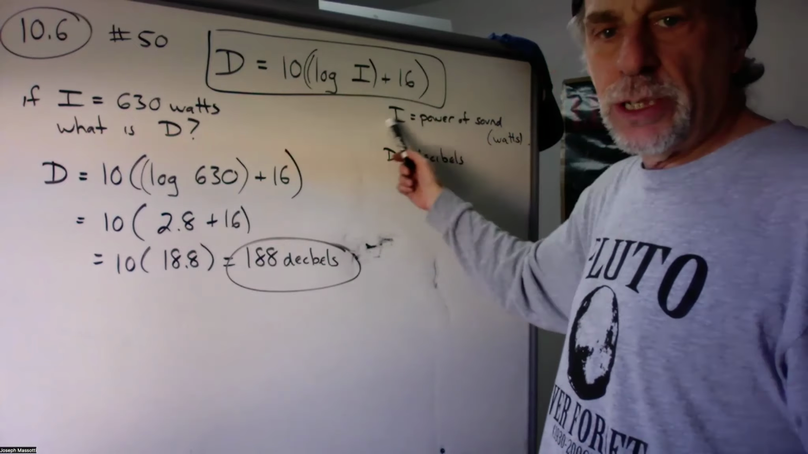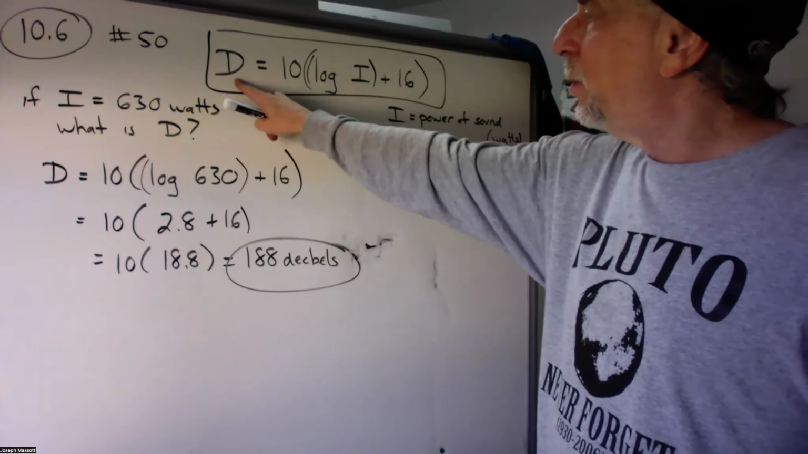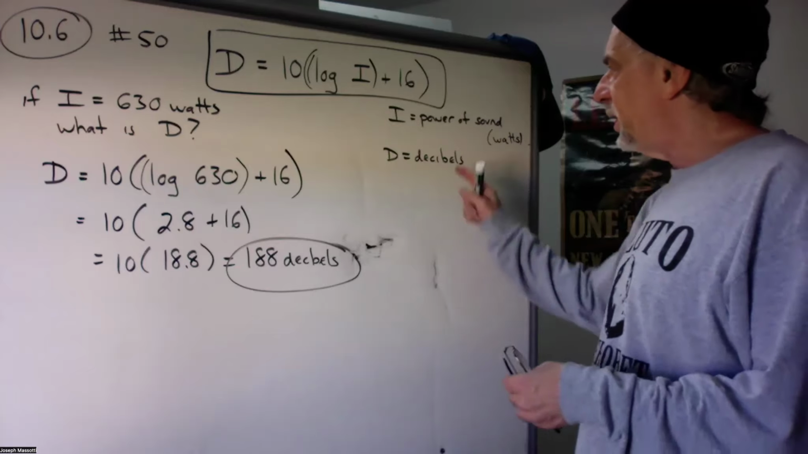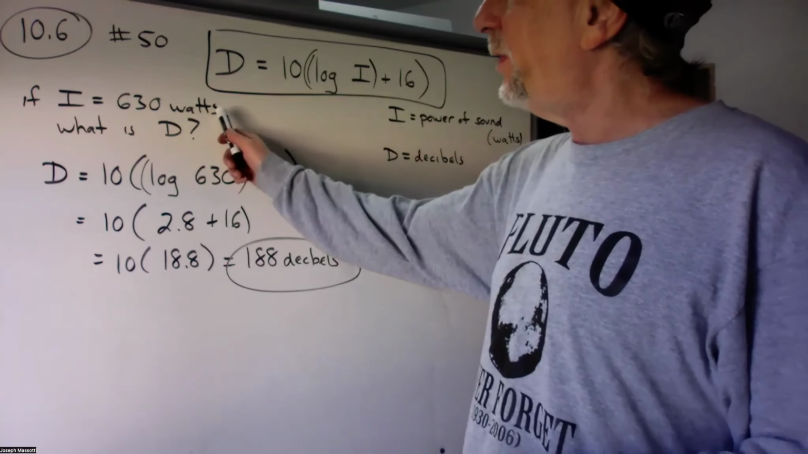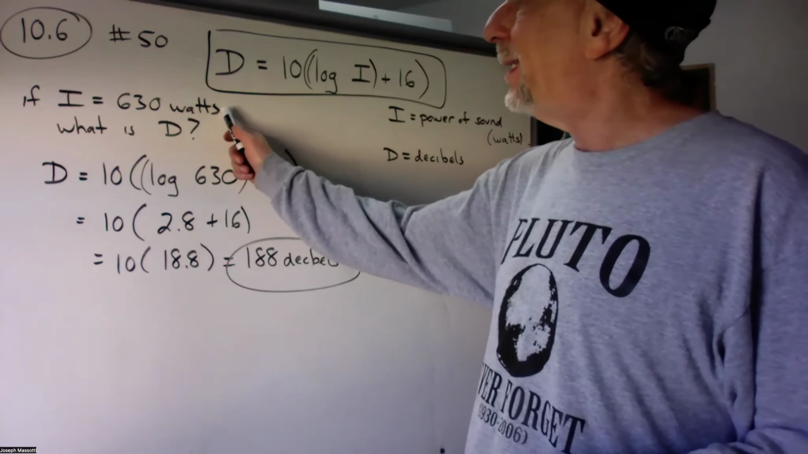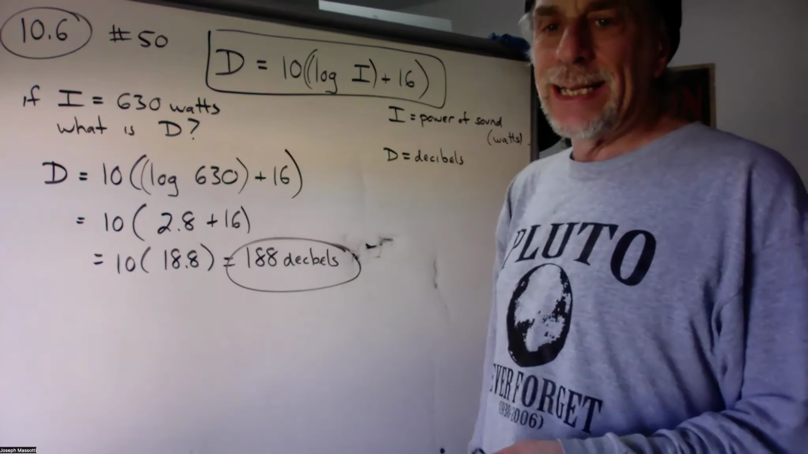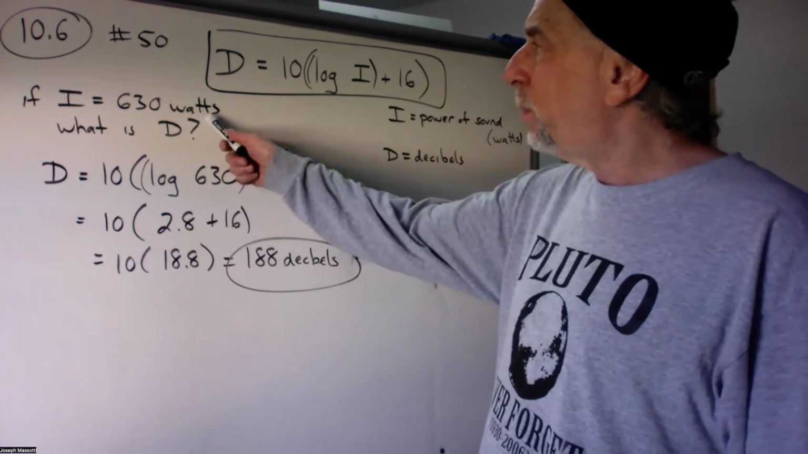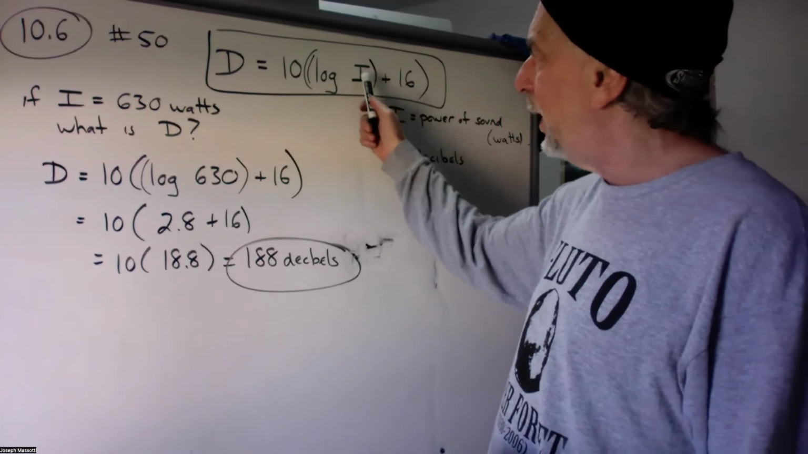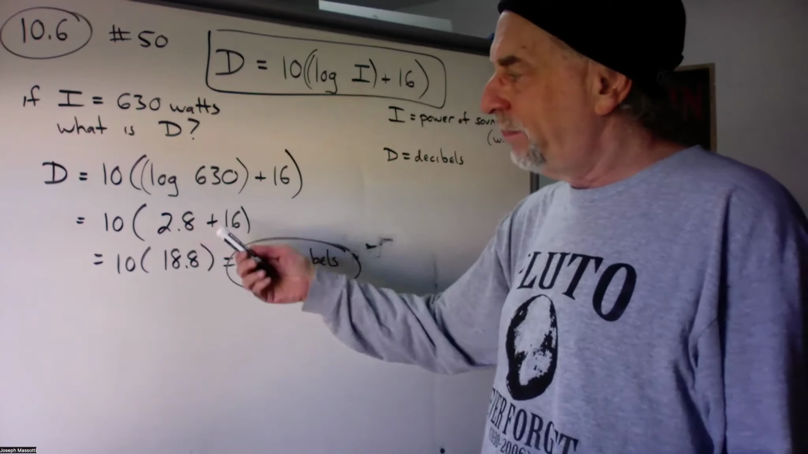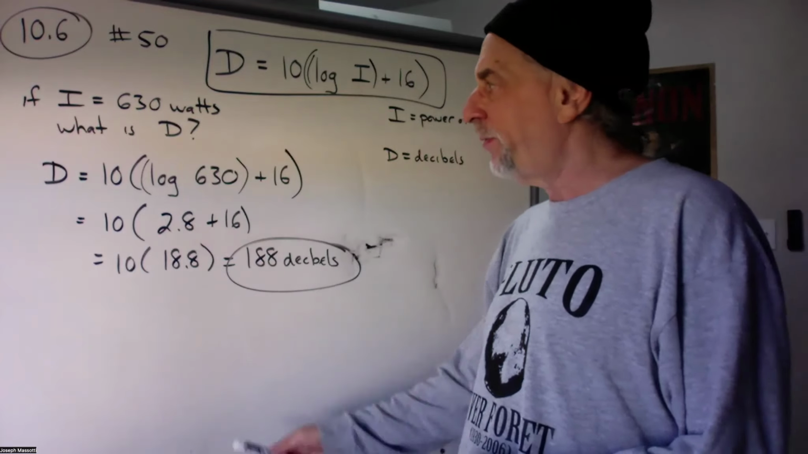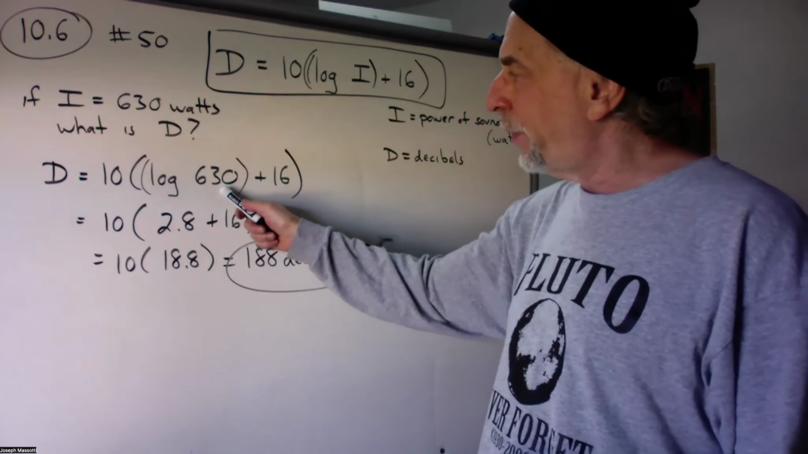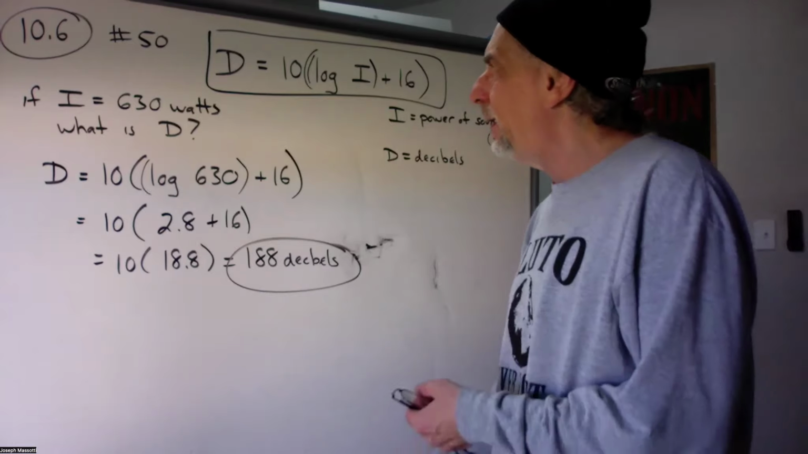And this is the equation that we're given, the decibels in terms of the intensity or the power of the sound. And the question is, if the power of the sound is 630 watts, how many decibels is that going to be? And all we're doing is plugging in 630 for the I value here and solving the resulting equation for D. So 10 times log of 630 plus 16.